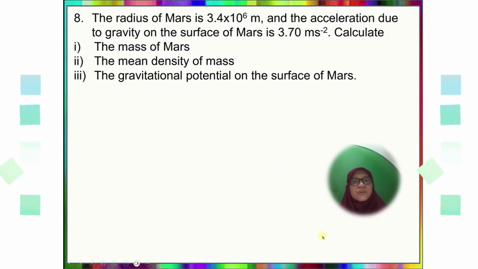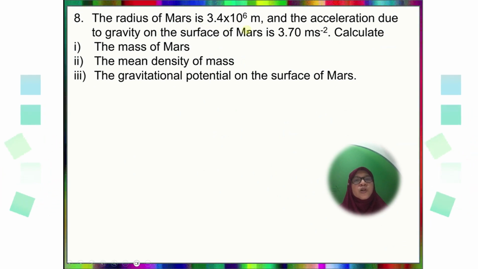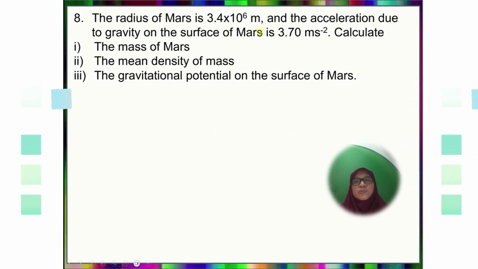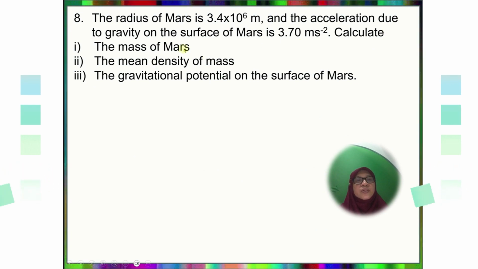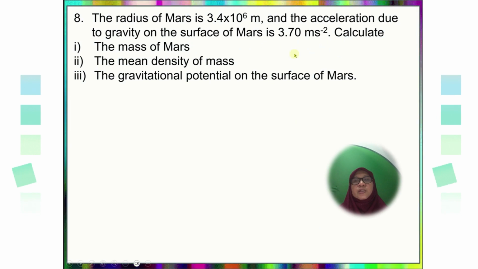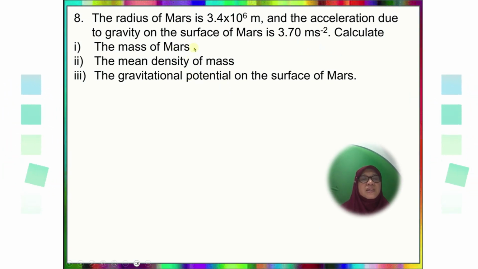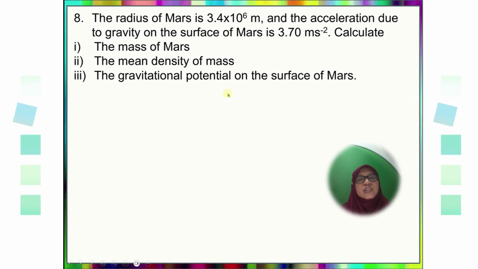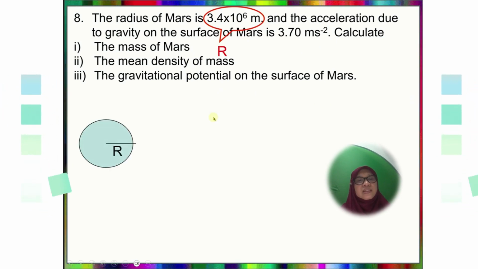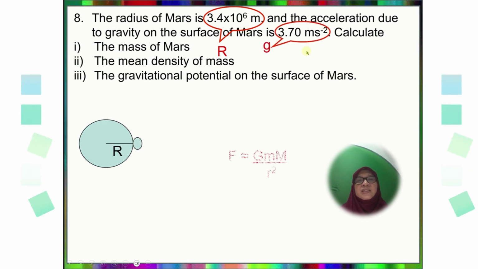So now we go to the last question, question 8. The radius of Mars is 3.4 times 10 to the power of 6 meters, and the acceleration due to gravity on the surface of Mars is 3.70 meters per second squared. Calculate the mass of Mars, the mean density of Mars, and the gravitational potential on the surface of Mars. Okay, so this is the radius of Mars and this is g on Mars.